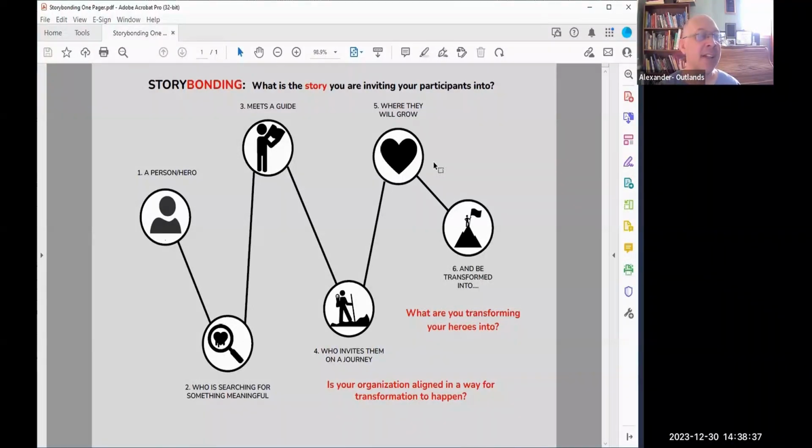So the last one is what they will be transformed into. When I walk into groups, I'm always asking this question: what are you transforming your folks into? Sometimes this can be kind of nebulous. I work at a community college and taught classes, and I often ask, what do you want to transform students into? And they say, oh, graduates. If you don't have something concrete, it can make it tough. So really try to figure out, what do you want to transform people into?